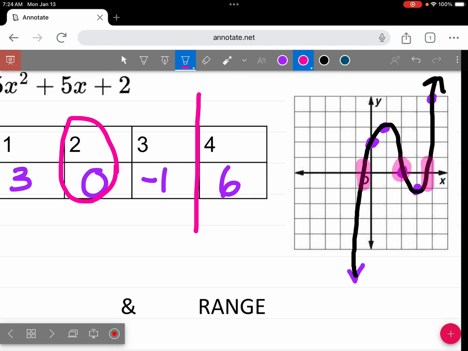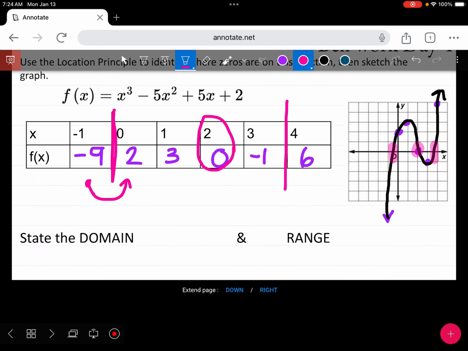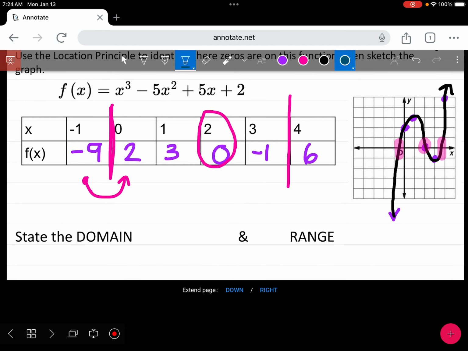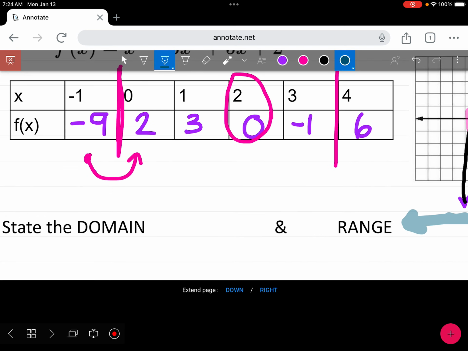What is the domain of this f of x function? Remember our domain, that's our how far left, how far right. So we can go from -infinity to positive infinity.